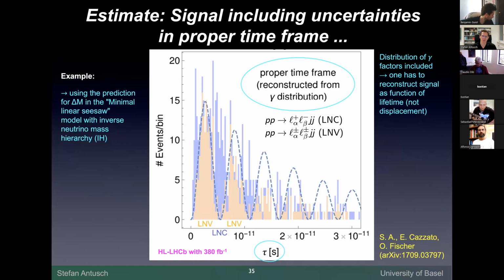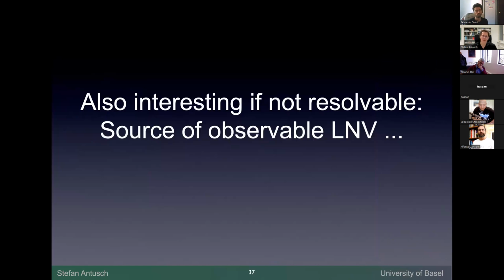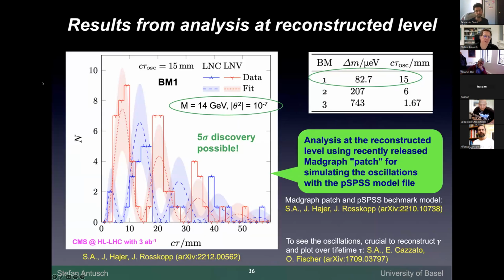At the time we were doing this, it was a benchmark point that was not yet tested at the LHC. In the meantime, the constraints got stronger, and this is already tested. But more recently, we did a more sophisticated study, this one here, where we wanted to do everything at the reconstructed level. The first one was just a rough error estimate, but now we wanted to do a real analysis.